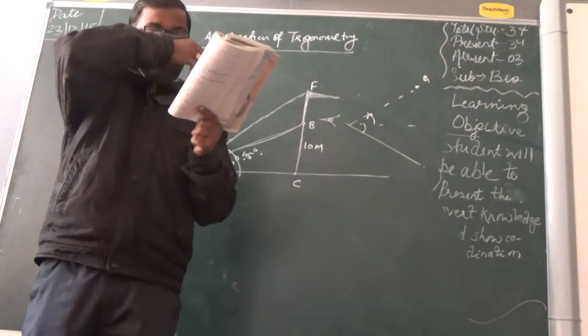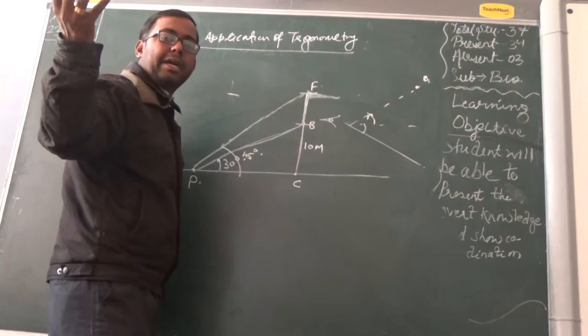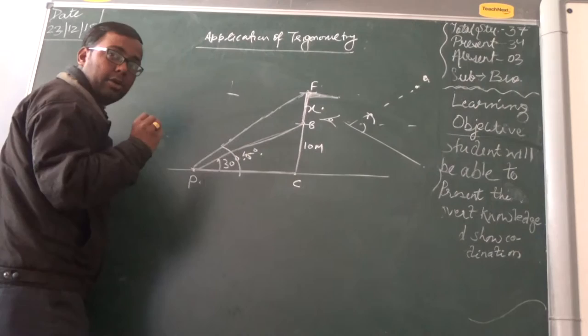Find the length of the flagstaff and the distance of the building from the point P. First question, find the length of the flagstaff. Do you know this length? No, so it is considered a variable. Suppose it is X. Do you know this length? No, so suppose it is Y.